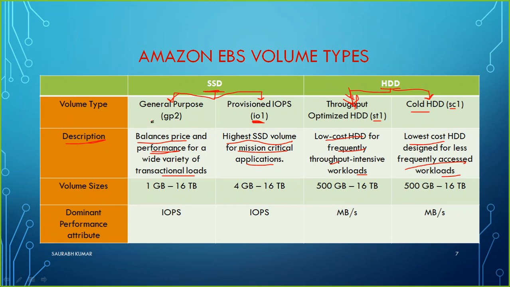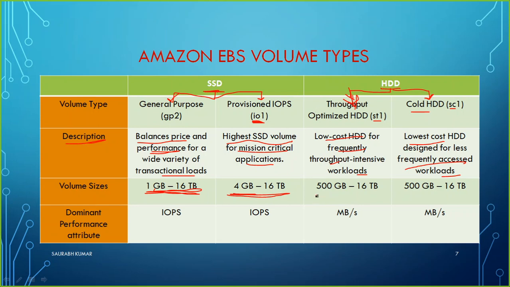If you are using this GP2, the volume size it supports is from 1 GB to 16 terabytes. So if you are making a volume, you can go from 1 GB to 16 terabytes. If you are making IO, you can go from 4 GB to 16 terabytes. It is bigger than this one. Minimum here is 1 GB, here the minimum is 4 GB. If we talk about this one, you see it is even bigger.